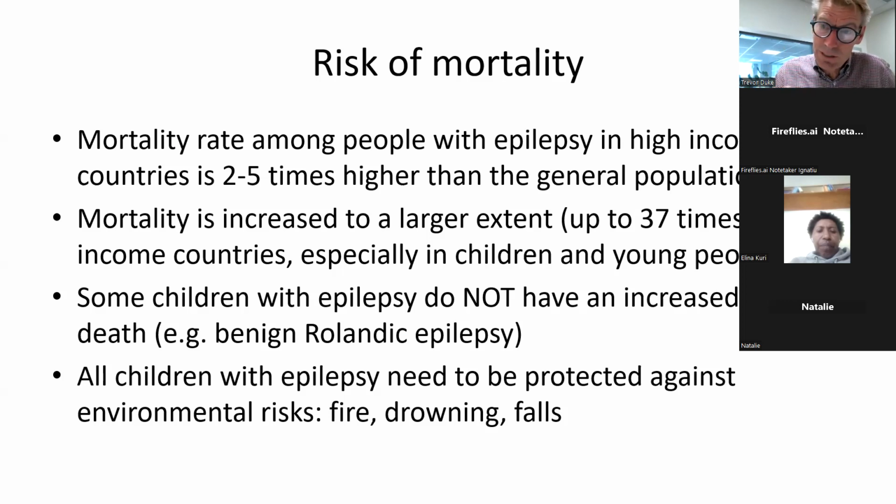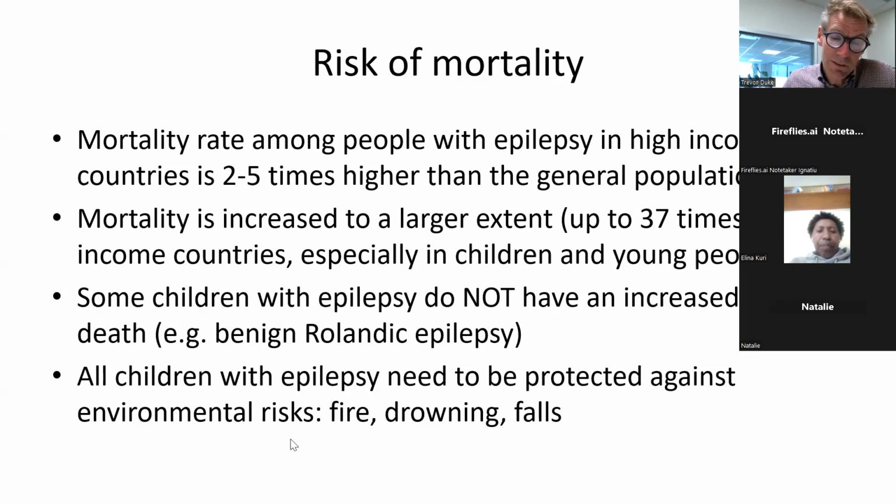a focus on safety. If their child's got epilepsy, then you need them to be safe around water, safe around fire. They shouldn't ride a bicycle if they're unaccompanied, or they shouldn't climb a tree if their epilepsy is still not under good control. So you don't need to stop them doing all activities, but parents need to protect them from environmental risks. Reasonable protection from environmental risks is what you need to do.